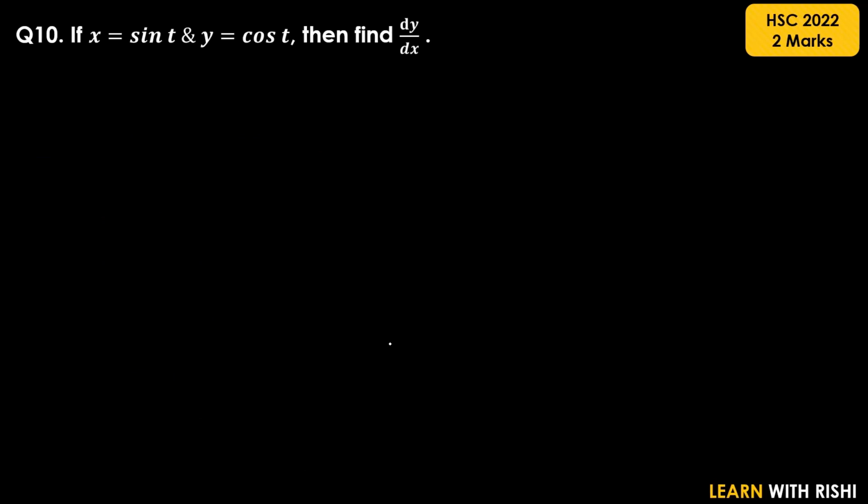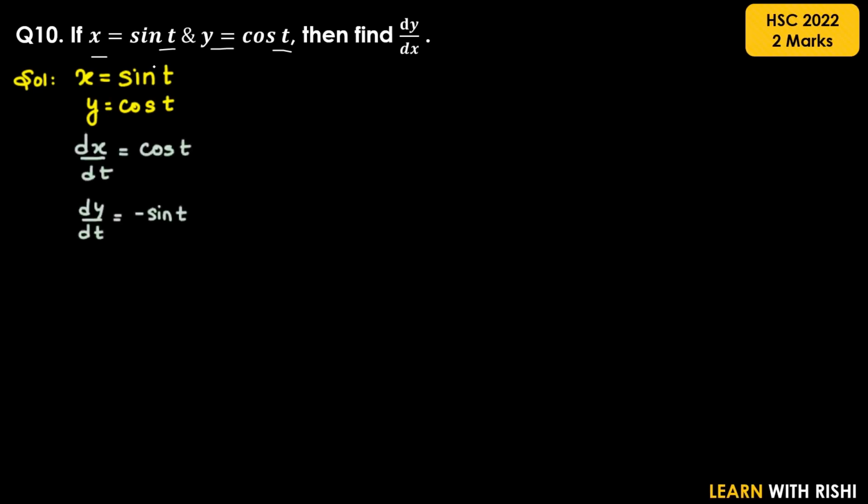Question number 10. If x is equal to sine t and y is equal to cos t, find dy by dx. Now this is nothing but a parametric function. x is a function of t and y is also a function of t. To solve for dy by dx, first we'll differentiate x with respect to t, differentiate y with respect to t, and then divide it.